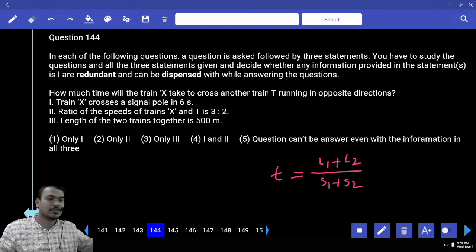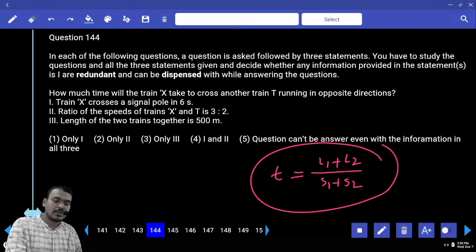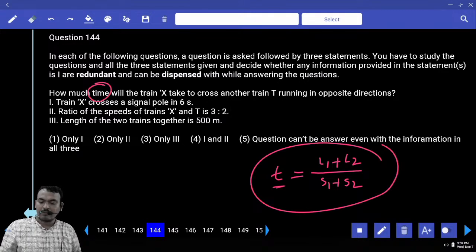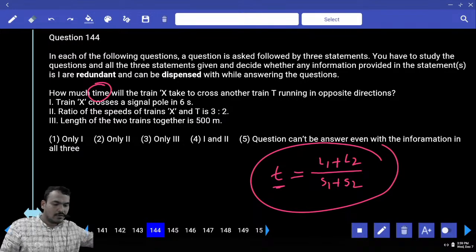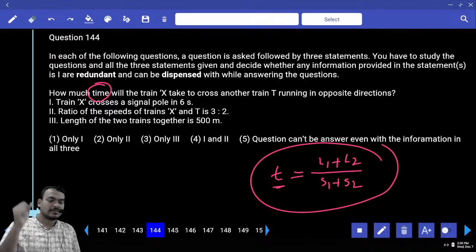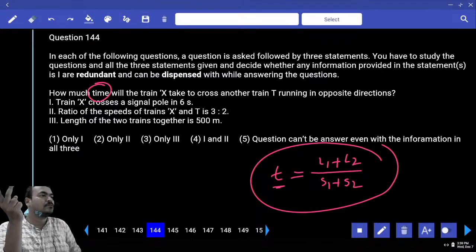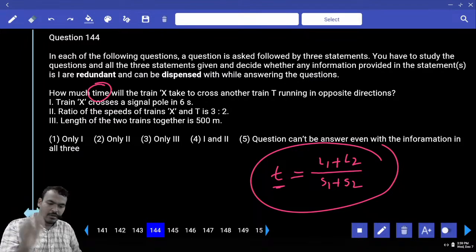Time equals distance by speed. What is the question here? We require the time value. If we require the time value, definitely we must know the remaining values, or not? Yes or no? First statement: train X crosses a signal pole in how many seconds? 6 seconds. Length of the train is unknown. Speed of the train is unknown, or not? Only 1 alone?